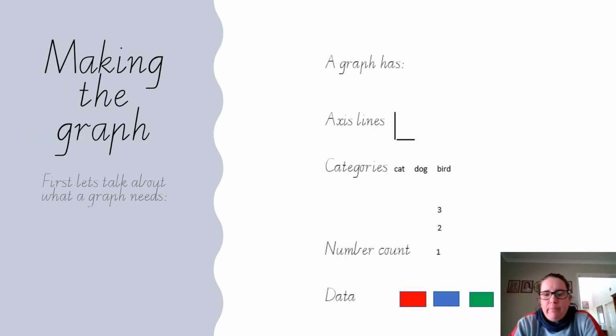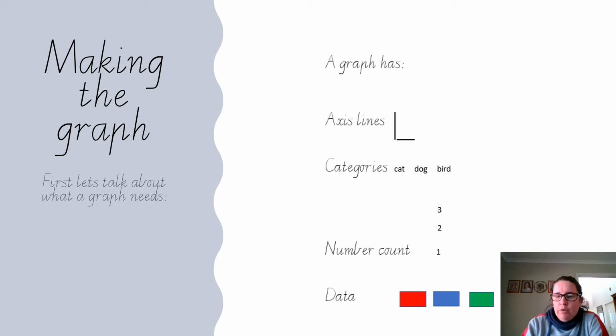So, when we're making a graph, there are some things that a graph always needs. No matter what kind of graph we're making, we need these things. It has axis lines, which are the 2 lines along the edges of our graph, and that's what you need the ruler for. It has the categories, so the things we collected data about. For us, it's about the animals. So there was a dog and a cat, a bird, a rabbit, and a snake.